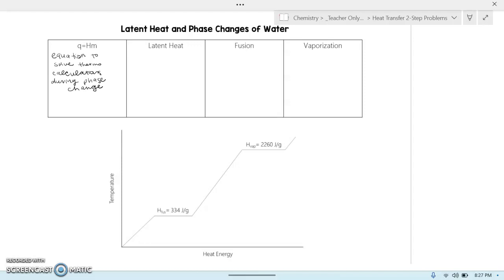So we've got our Q, that's heat transfer, and again, if Q is positive, then it's endothermic. If it's negative, it's exothermic. Then we have H, which is the latent heat, and we have m, the mass, in grams. So latent heat is defined as the heat required or released when changing phase.